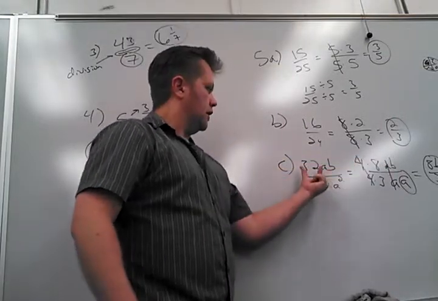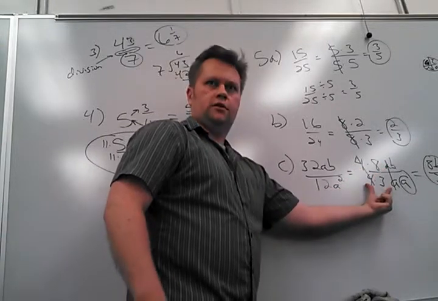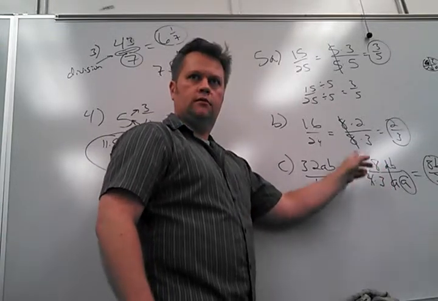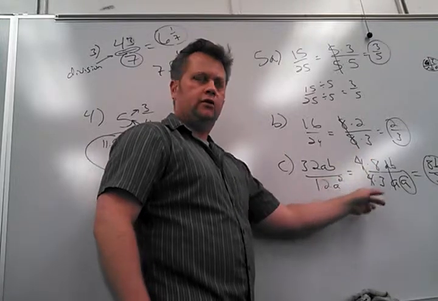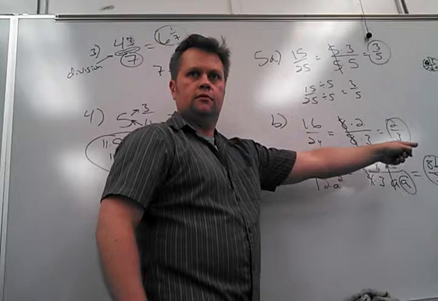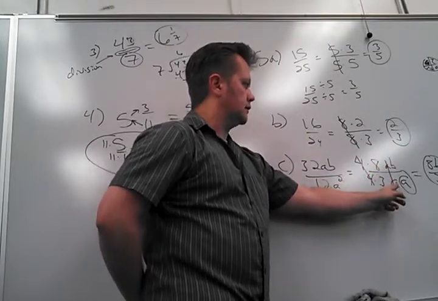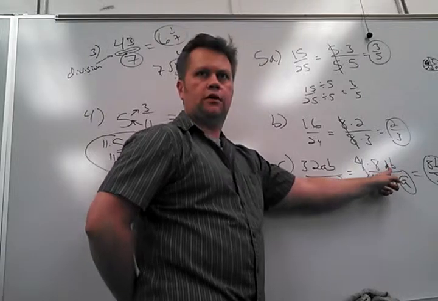Are you okay with 32 is 4 times 8? Yeah. 12 is 4 times 3? Yeah. So the 4's do what? The 4's cancel? Yeah. Right? So look what I have. What numbers do I have left? An 8 on the top and a 3 on the bottom. Now what happened with the A's? There's 2 of them down there and 1 of them up there. So what happened with the A?